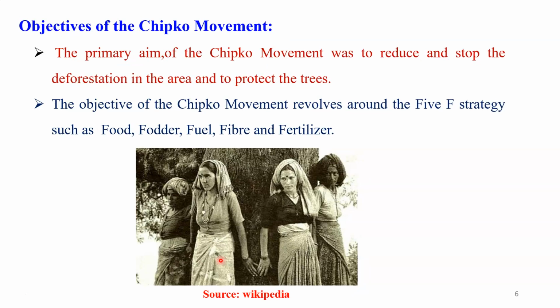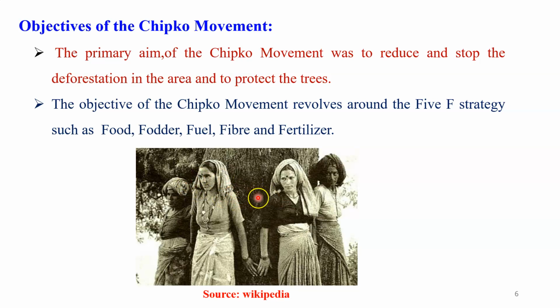Dear student, if you want to know the main objective of the Chipko movement, the primary aim was to reduce and stop the deforestation in that area and to protect the trees. This was a very important objective of this movement. And if you see, the objective of the Chipko movement revolves around the five F strategy, such as food, fodder, fuel, fiber and fertilizer. So this is the symbolic feature of this movement.